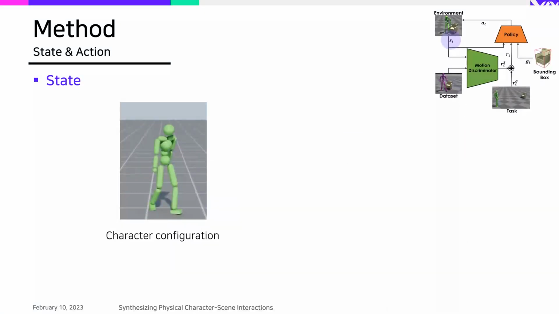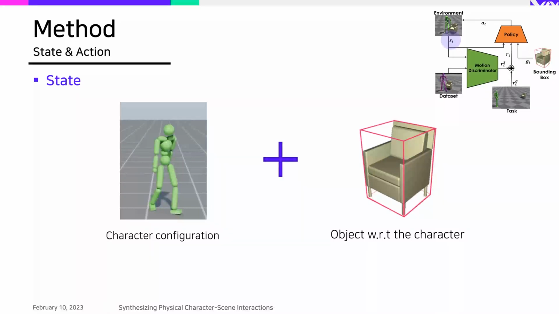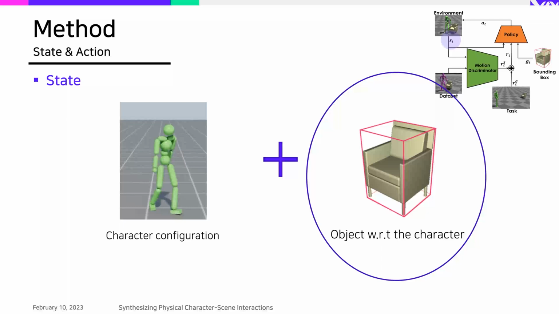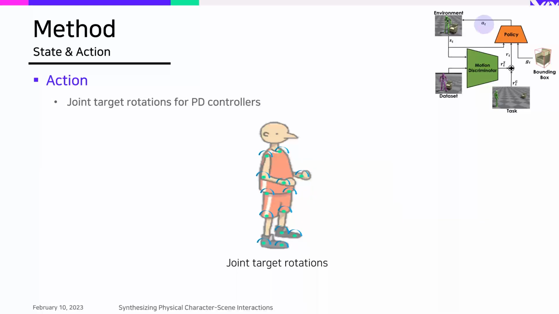And from now on, I'll introduce the state and action used in this framework. The states that are the input of the policy and discriminator consist of the character configuration and objects in the scene relative to the character. The key difference from the prior work AMP is that the state includes object features, and this allows the discriminator to evaluate the motion's realism with respect to the object. And the action, which is the output of the policy, is specified as joint target rotations for PD controllers.